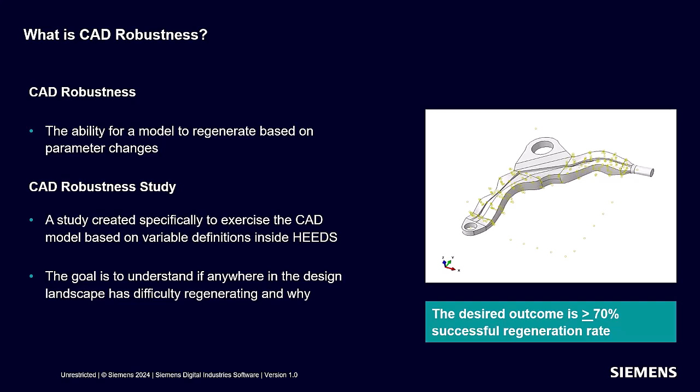The goal of a CAD robustness study is to have greater than 70% successful regeneration through HEEDS. The reason goes back to the Shakespearean example we saw earlier. Usually, if less than 70% success rate, the design landscape is hard for the optimization search framework to search over efficiently during a design space exploration.